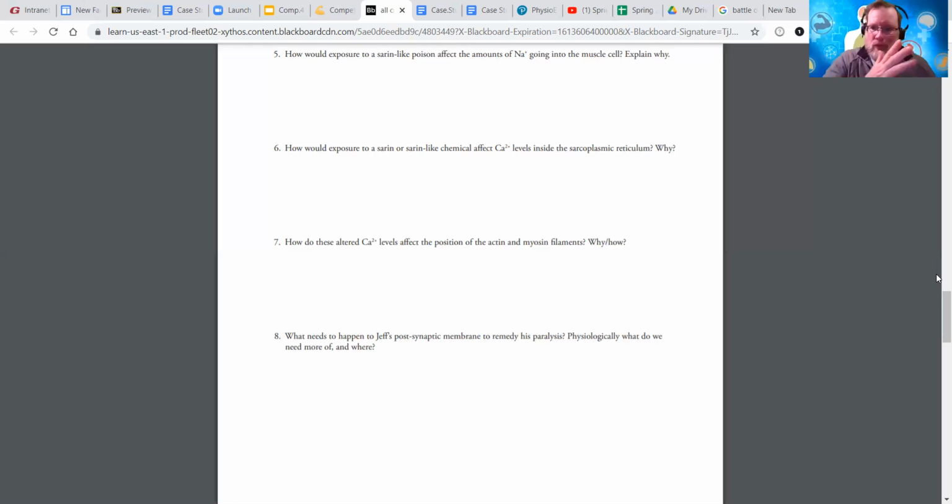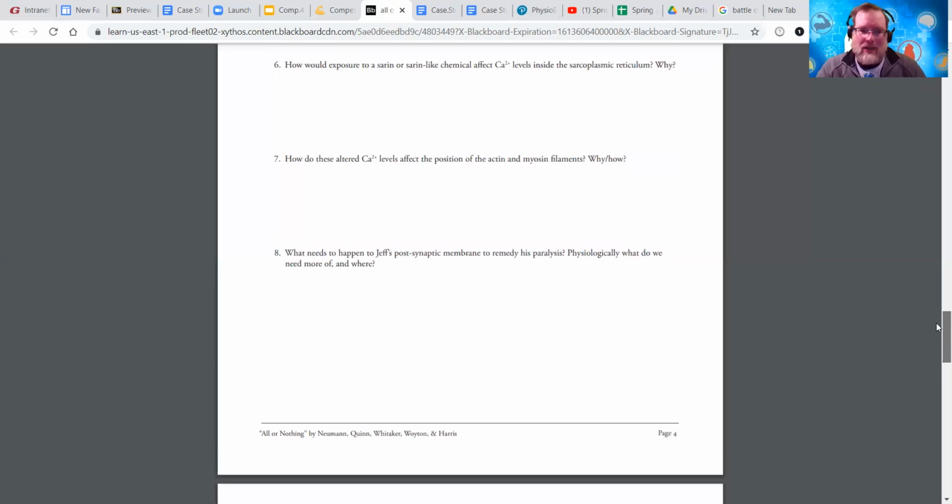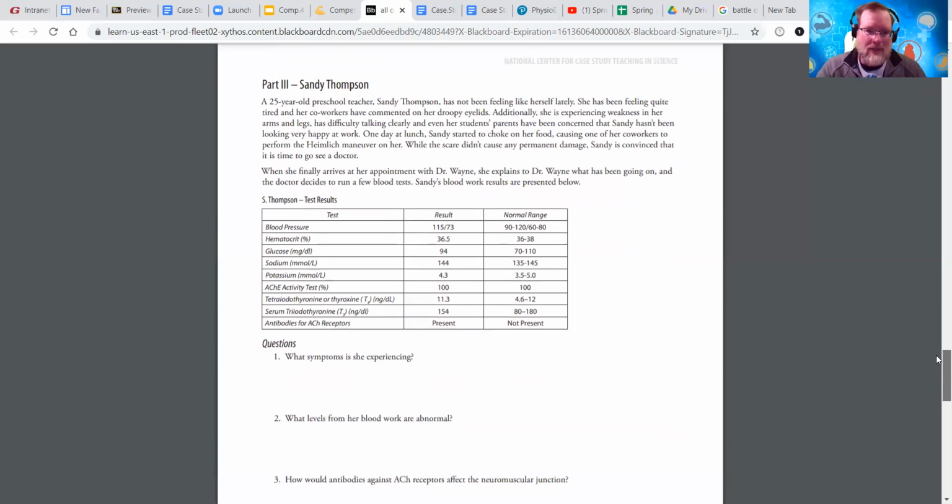So we need to go the reverse way. We need to get calcium back in the sarcoplasmic reticulum and acetylcholine back into the presynapse in order to get a muscle to relax. So in this situation with sarin gas or sarin poison, we see that Jeff doesn't have any acetylcholinesterase, or he does. It's not enough, but it's causing his muscles to stay contracted. So anyway, you can discuss that a little bit.